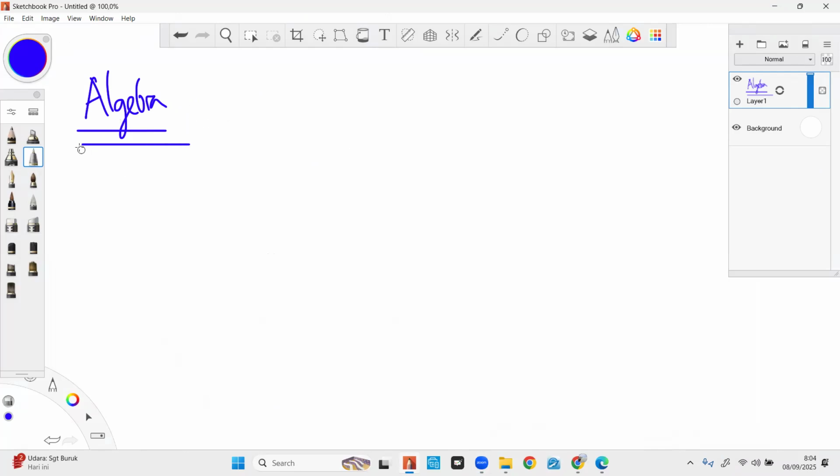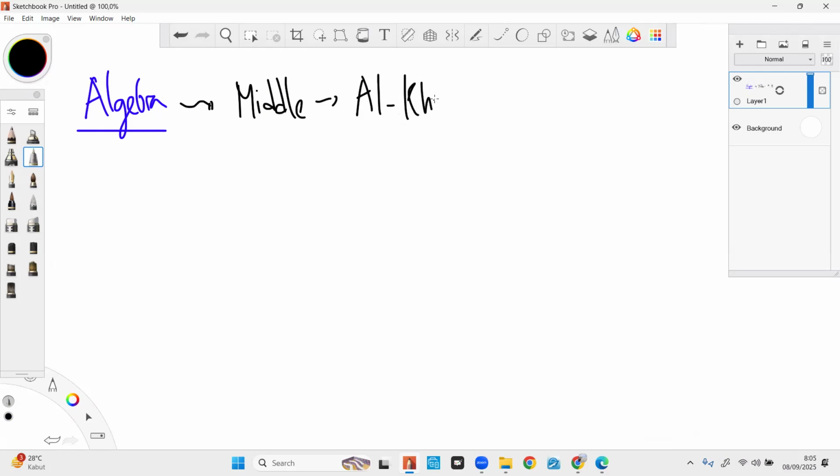Now, as you know, the first term of algebra is taken from the Middle East, from a person called Al-Khwarizmi. I think this is the right writing. So an Arabian person who messed up the whole of mathematics by giving us algebra. So what does algebra talk about? First thing first, algebra is talking about letters.